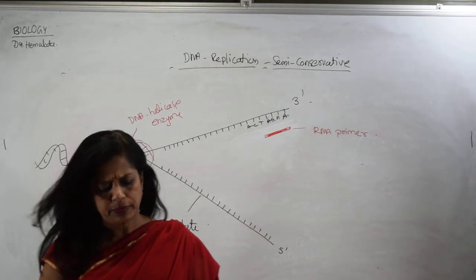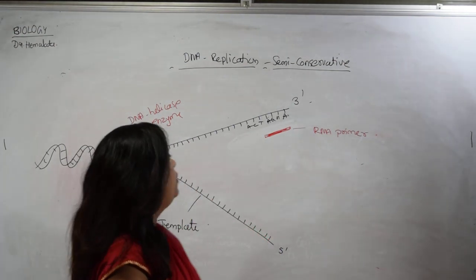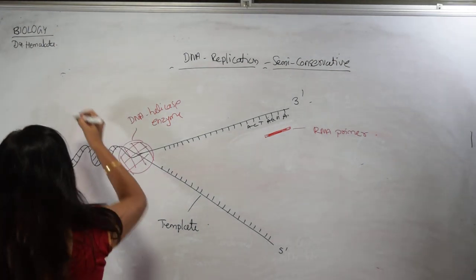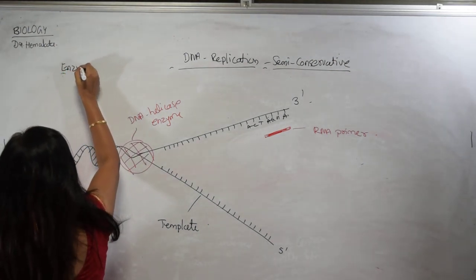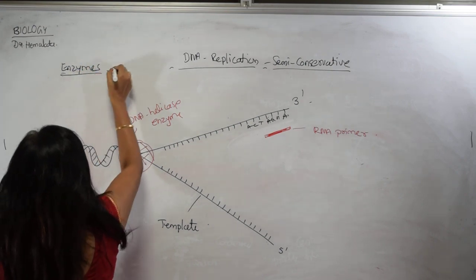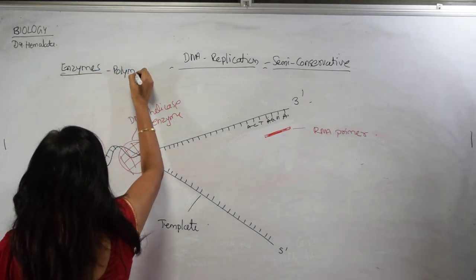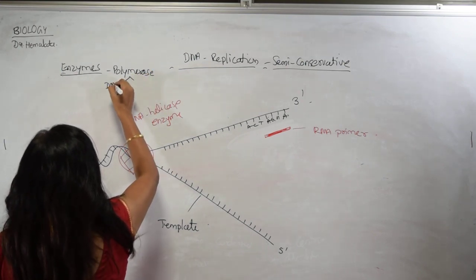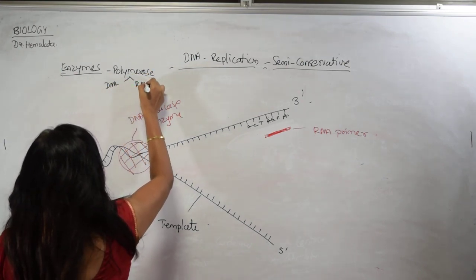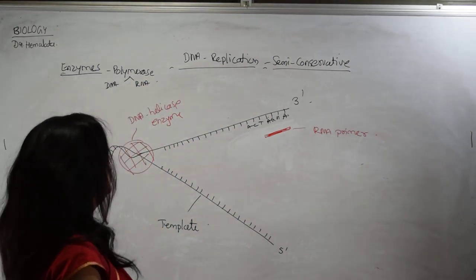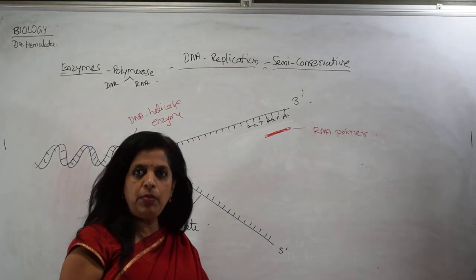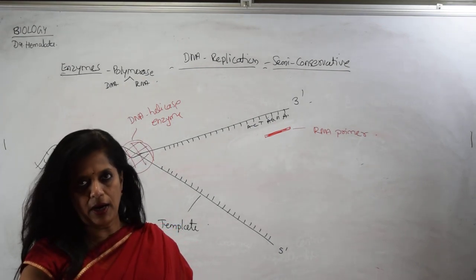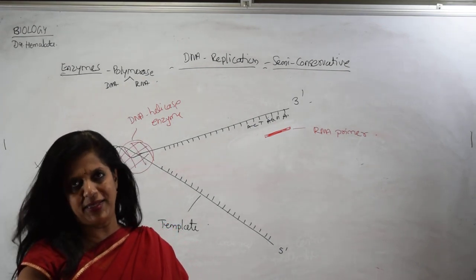Now, keeping it aside, we need to know which enzymes help in replication. The major enzymes involved in replication are the polymerase enzymes. The one which synthesizes DNA is called DNA polymerase. One which synthesizes RNA is the RNA polymerase enzyme. Now, I told you that RNA primer is formed. That means it is produced by the RNA polymerase enzyme.